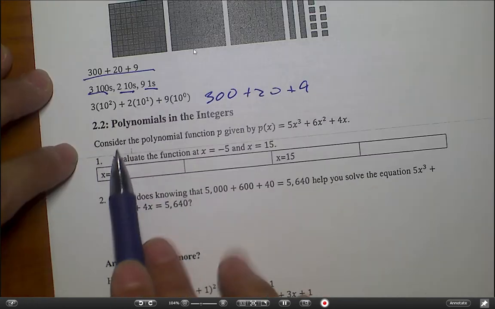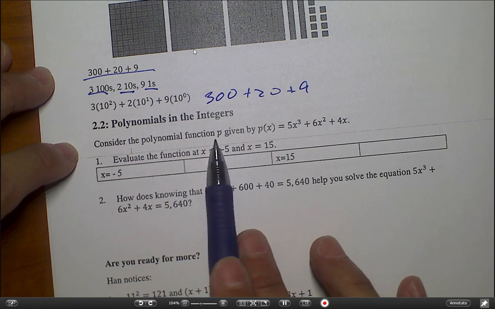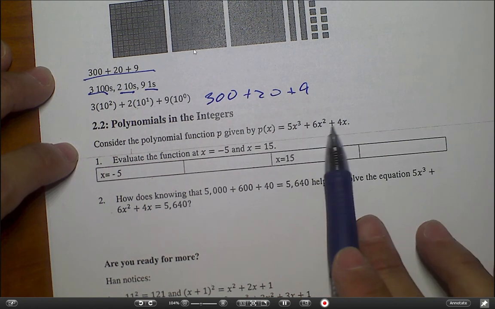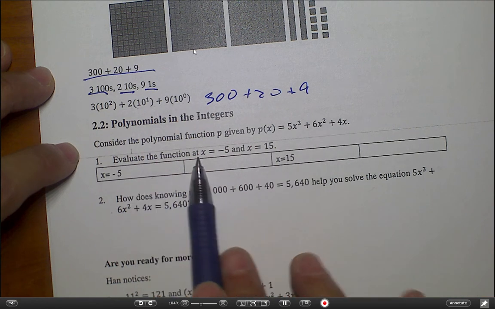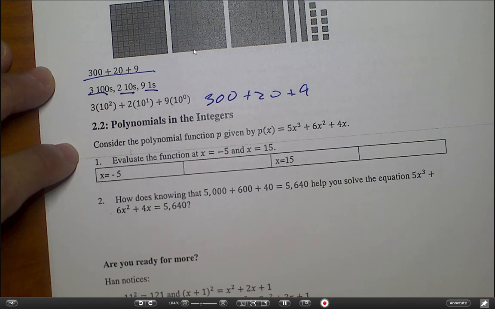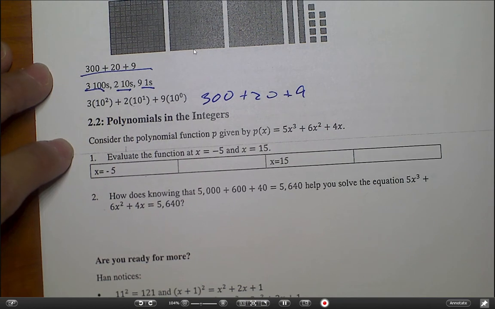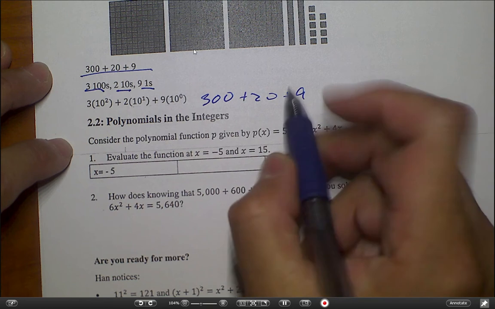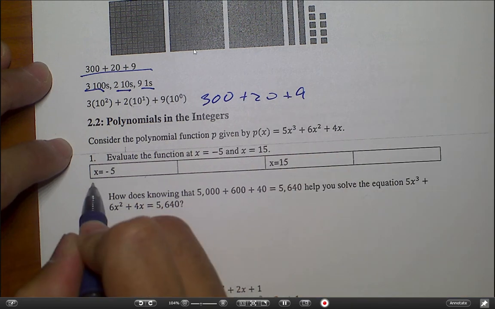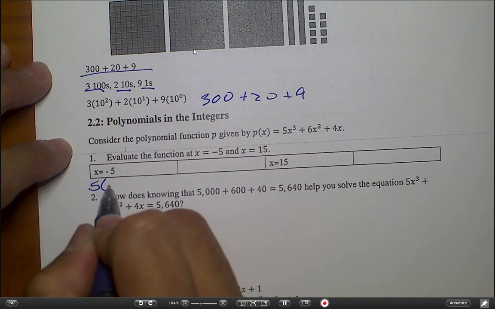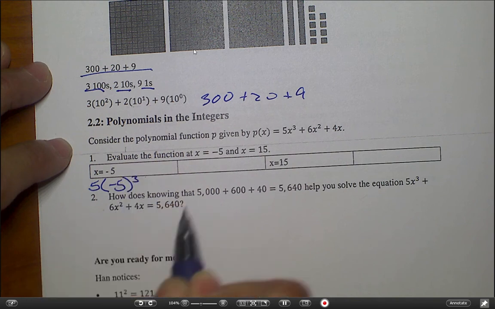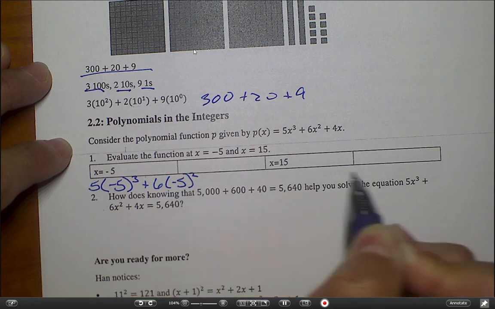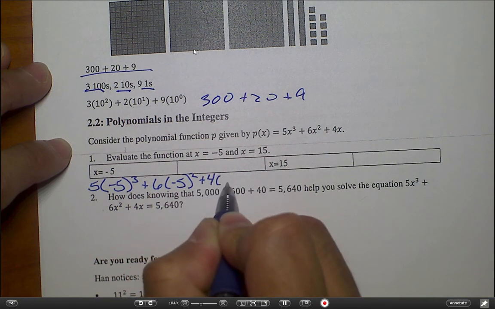All right, now let's take a look. It says consider the polynomial function p given by p of x equals 5x cubed plus 6x squared plus 4x. Evaluate the function at x equals negative 5. A couple ways of doing this. It means I'm going to plug in negative 5 for the x value. So it's 5 times (negative 5) to the third power, plus 6 times (negative 5) squared, plus 4 times negative 5.